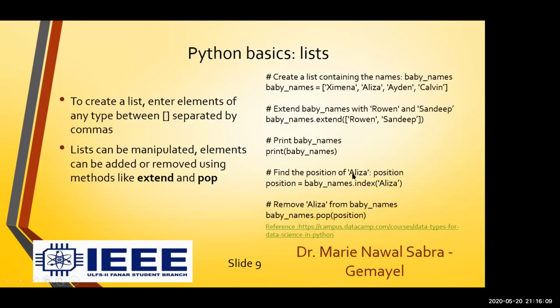If I want to find the position of, for example, Alicia, I'm going to ask for the index of Alicia. It's going to give me 1 because the index starts with 0. If I want to remove a value from the list, I can say pop and it will remove the value.